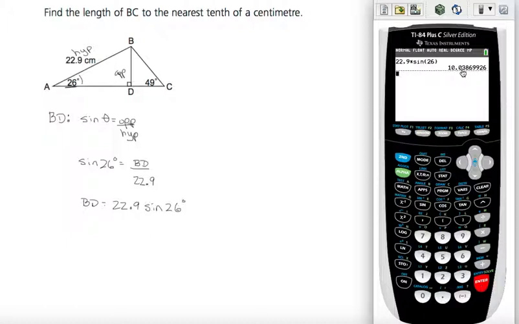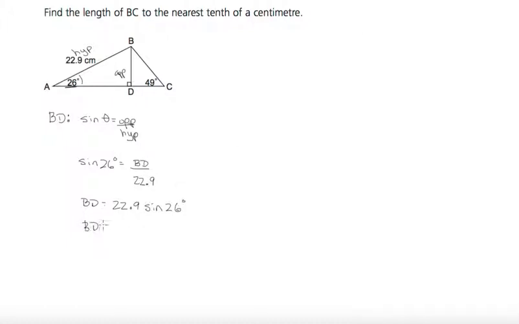and we've got 10.0386. Now you could keep more decimals. I'm just going to go to the nearest tenth of a centimeter here too, and the nearest tenth would be 0 because that 3 would get it to round down. So BD is equal to 10.0 centimeters. Well, now that I know that, so this is 10.0, I can solve for BC.